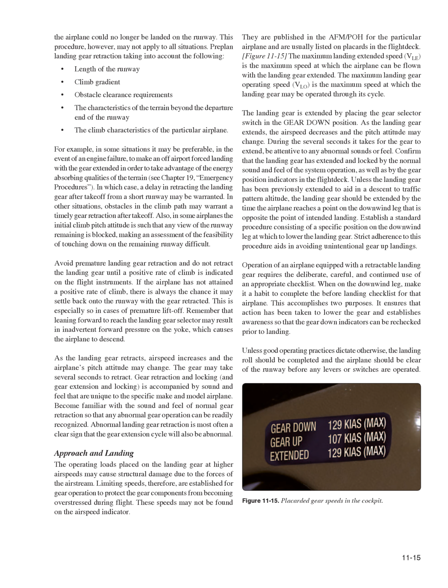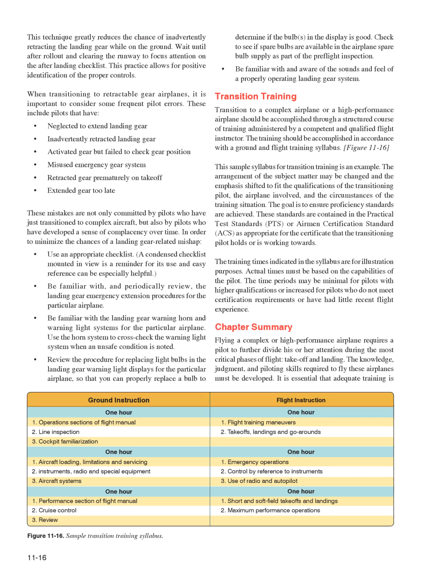Unless good operating practices dictate otherwise, the landing roll should be completed and the airplane should be clear of the runway before any levers or switches are operated. This technique greatly reduces the chance of inadvertently retracting the landing gear while on the ground. Wait until after rollout and clearing the runway to focus attention on the after-landing checklist. This practice allows for positive identification of the proper controls.